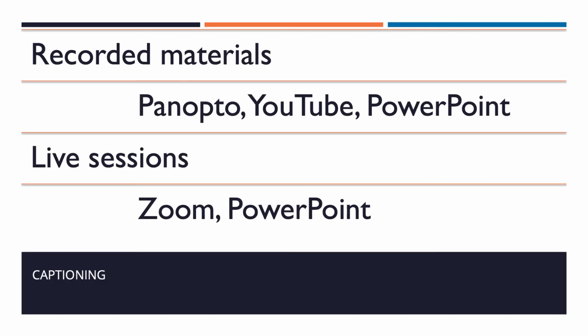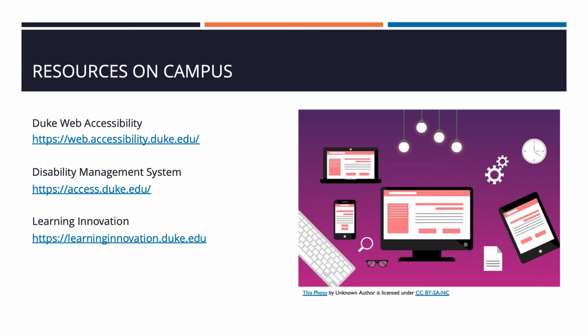Ideally, any multimedia item you use, audio or video recordings, should have captions. Captioning helps not only those with hearing loss, but also non-native speakers and those who prefer text over audio for learning. There are a number of ways to have captions auto-generated. You can contact Learning Innovation for assistance in finding the right solution for you.